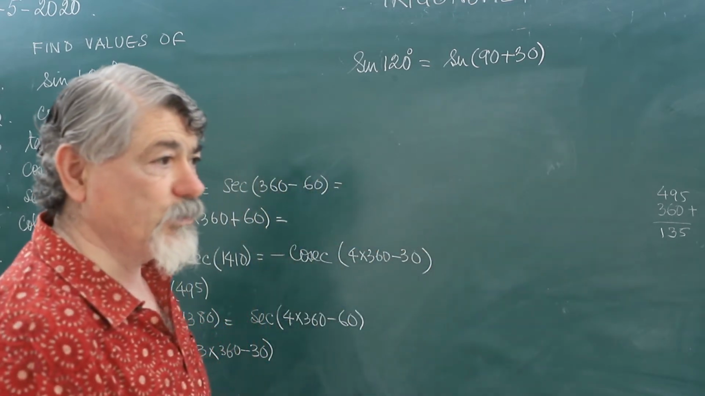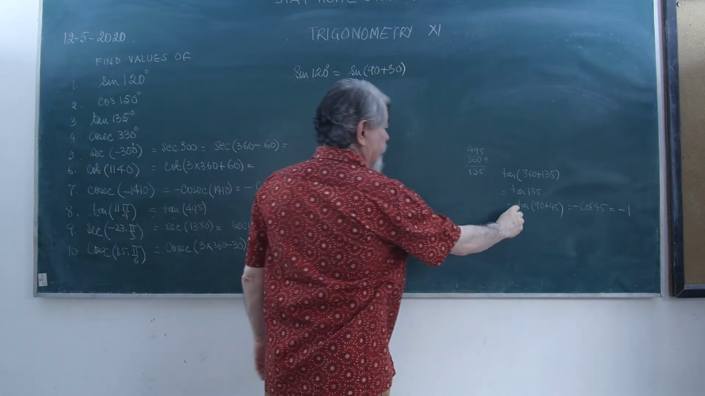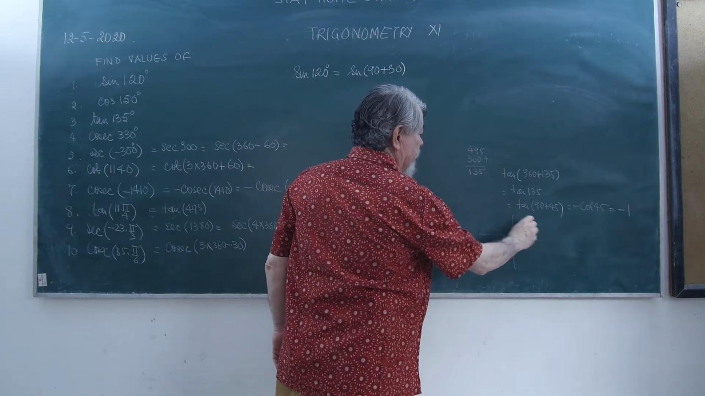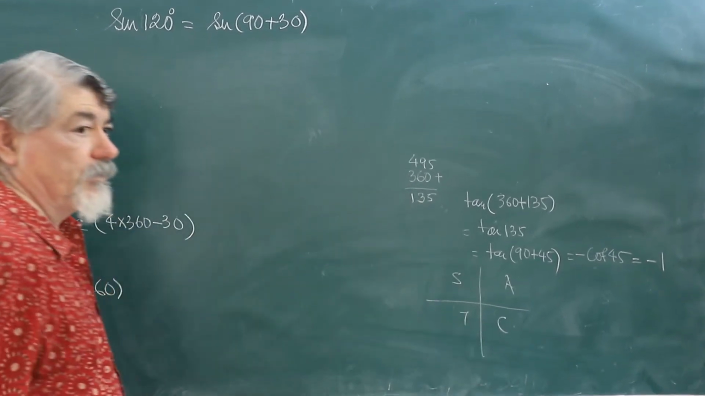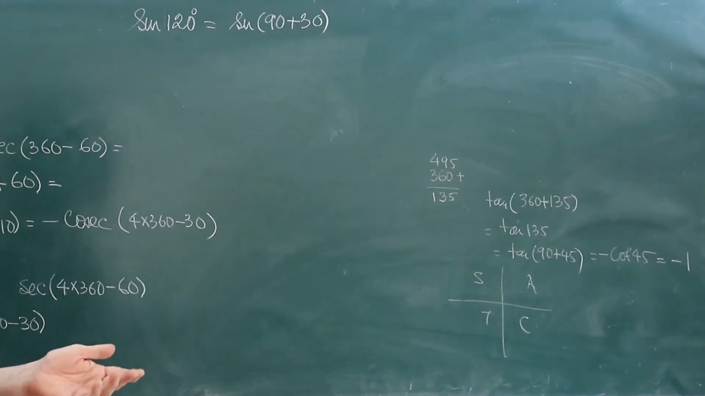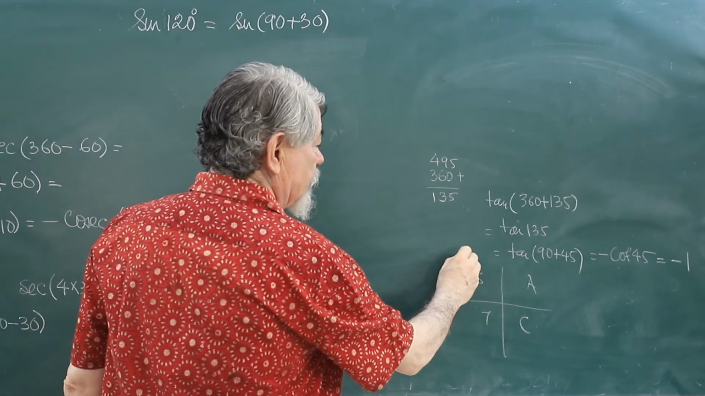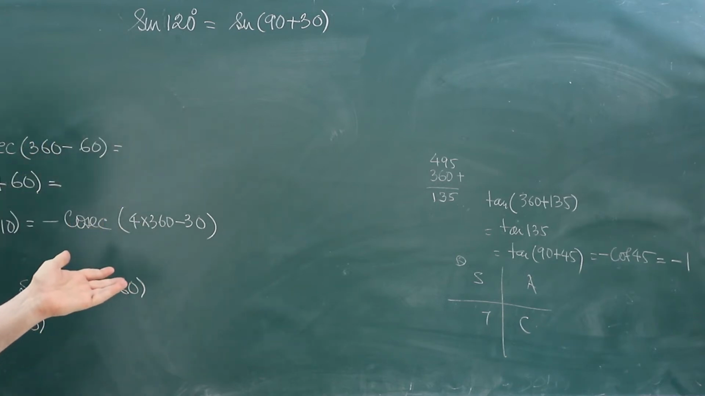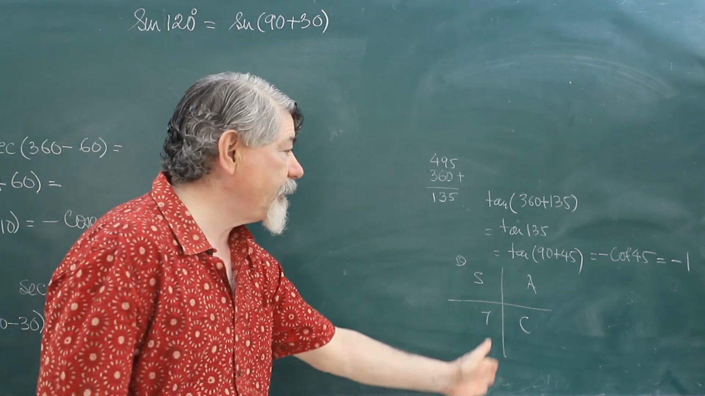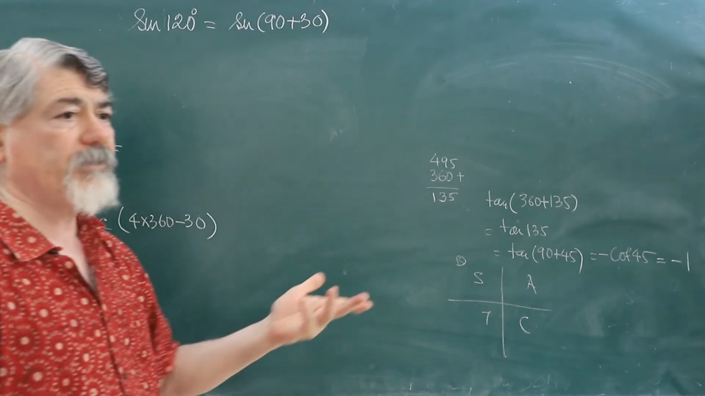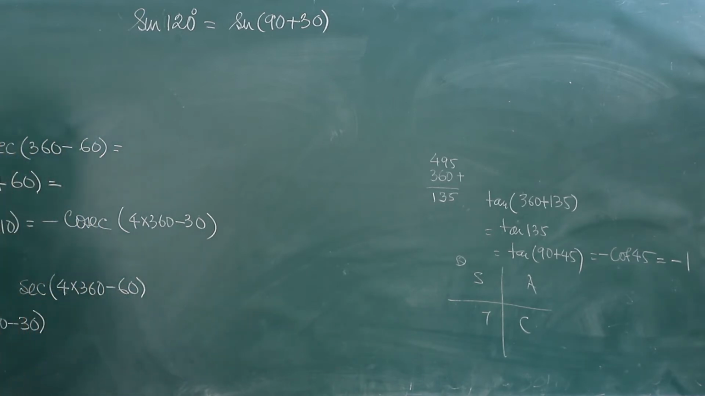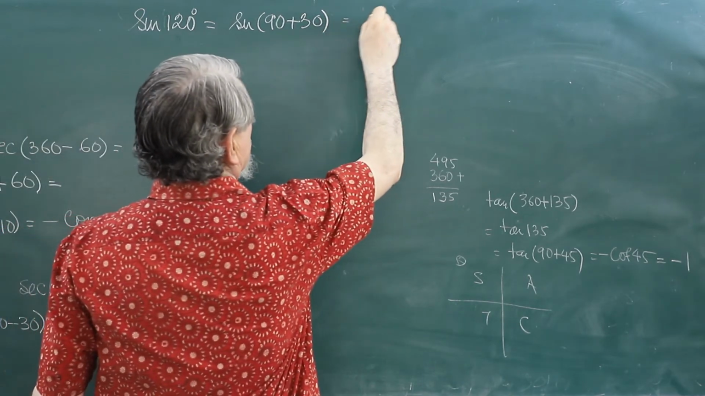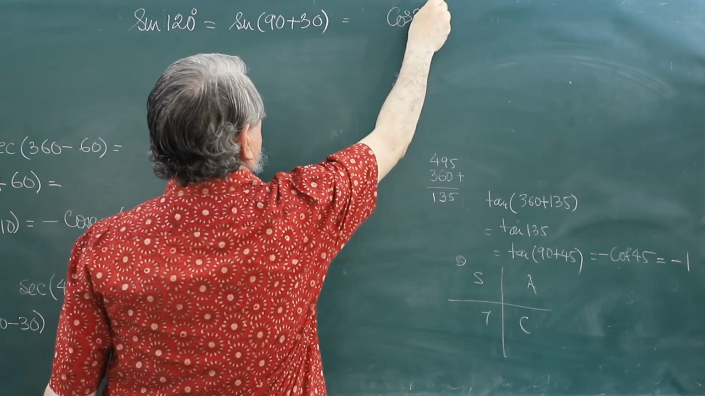Sine 90 plus theta is what? You know, add sugar to coffee. 90 plus theta means this angle is going to come into the second quadrant, and sine changes to cos. We told you that along this line, when we take 90 or multiples of pi by 2, sine changes to cos. So it will become cos 30.